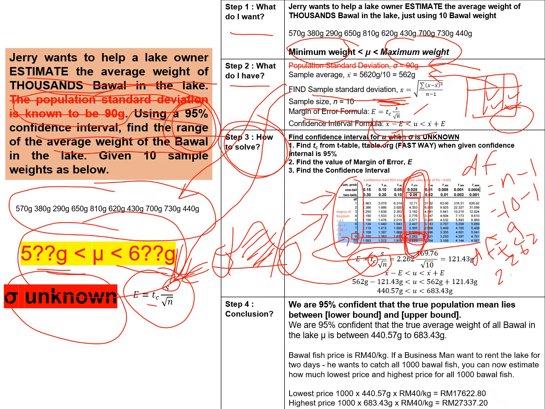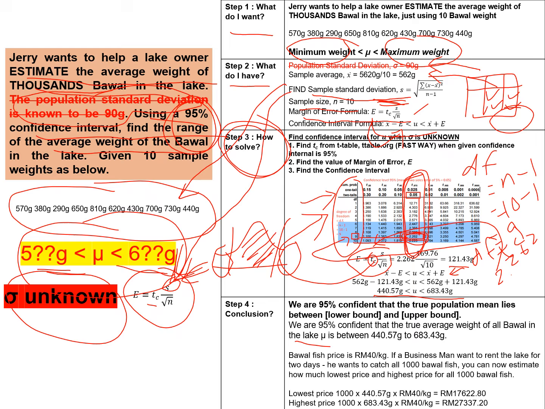So replace t_c into the formula here. Then we're going to get E equals 101.43. Replace E into the range formula. So our minimum average weight is 440 grams and the maximum is 683 grams.